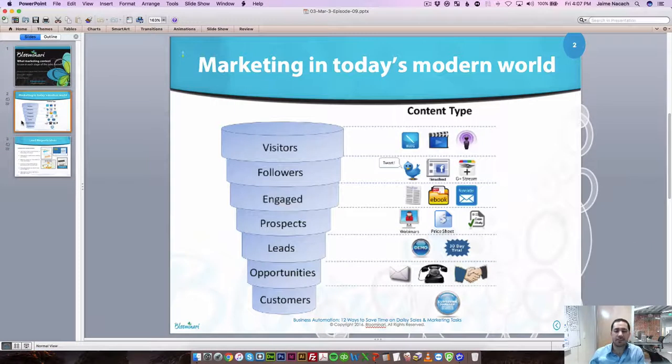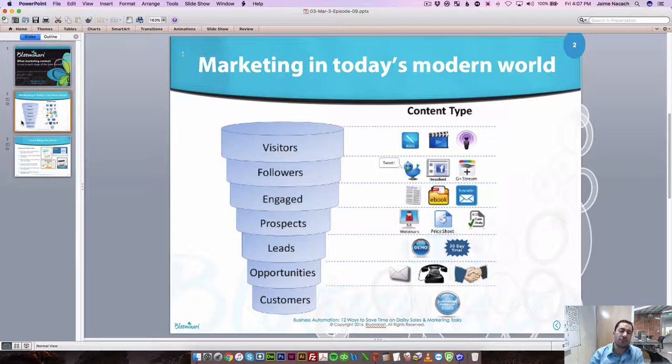Over here, it's a very typical sales funnel that you can see. It starts from when people are visitors all the way until they reach the stage where they become paying customers. So in this case, this is going to be a very short video episode because there's not that much to cover, but we're going to give you some examples.